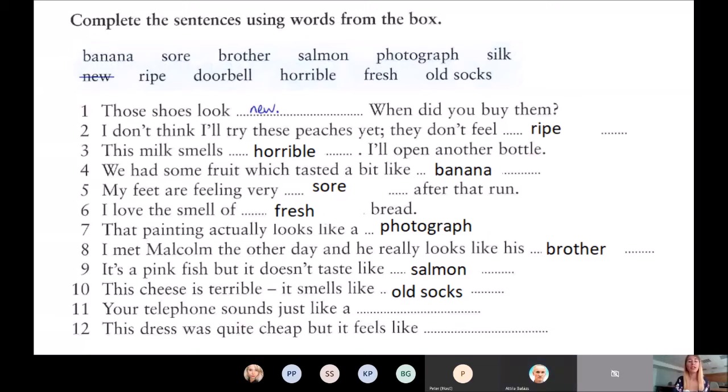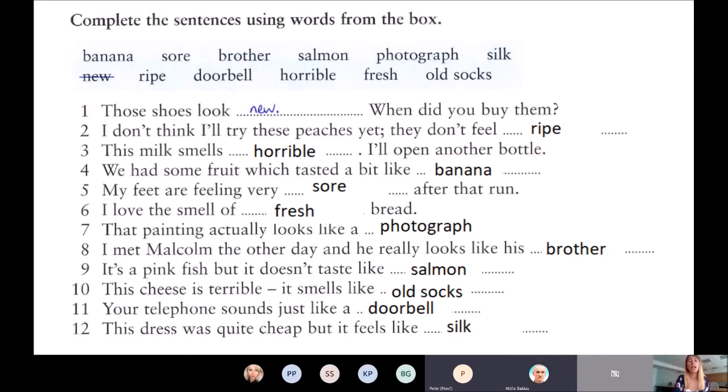What about number 11? Your telephone sounds just like a doorbell. Like a doorbell. Very good. And last one. This dress was quite cheap, but it feels like silk. No, old socks is already used. So this dress was quite cheap, but it feels like silk. Okay, this is not silk, but it feels like silk.